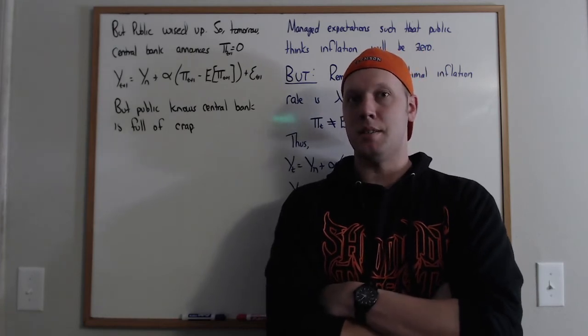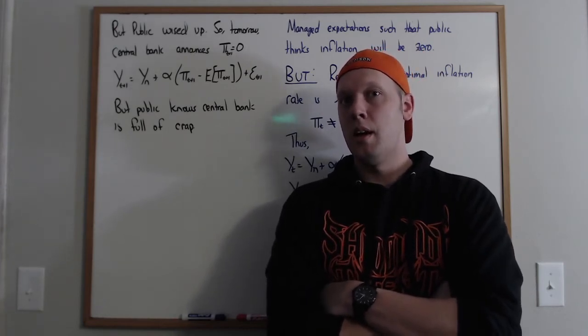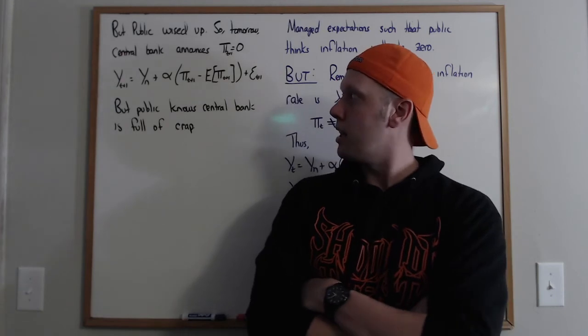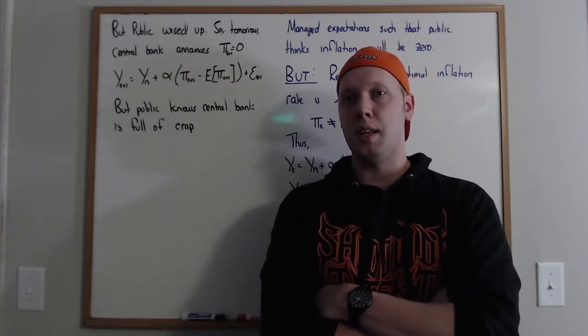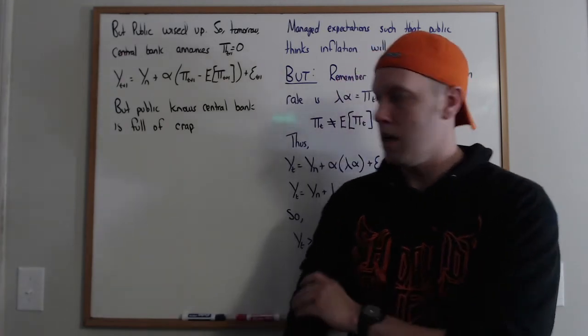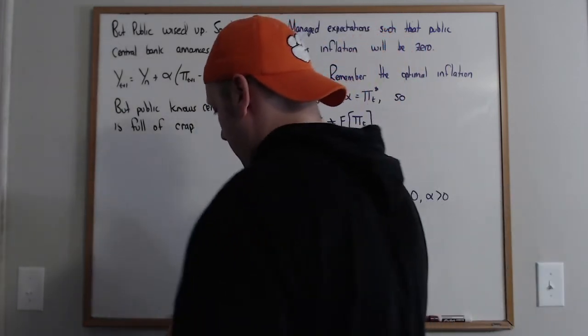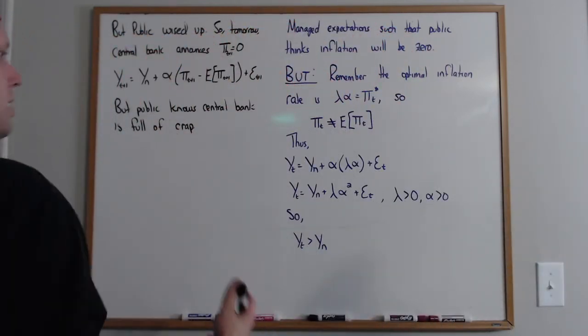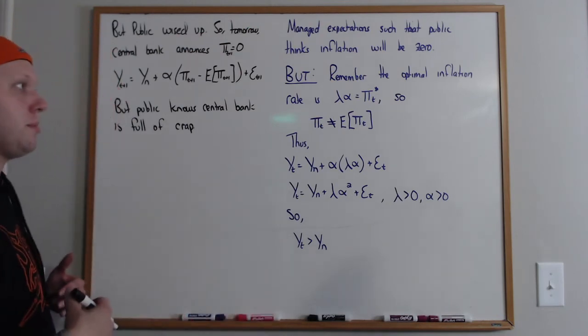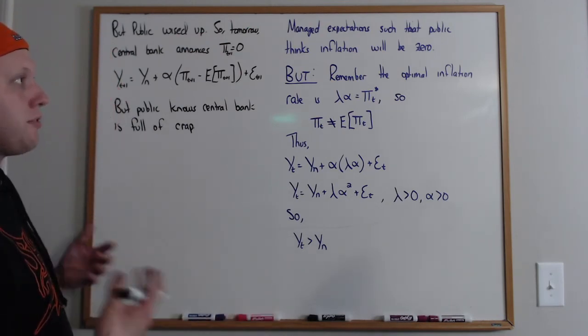That's time inconsistency. So the time inconsistency here is what the inflation rate is and how it deviates from what the expected rate of inflation is. So if the public knows the central bank is now lying, right? Fool me once, shame on you. Fool me twice, shame on me. Well, they're not going to get fooled twice.